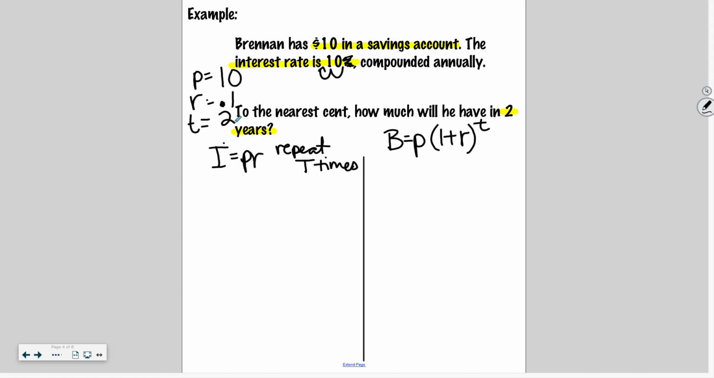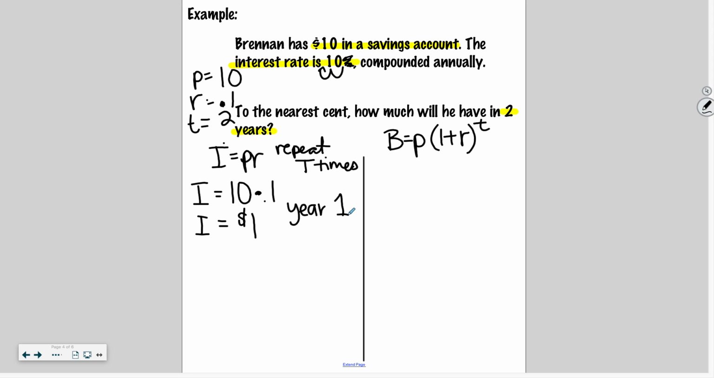So doing this first formula, the I equals P R repeated t times, I'm looking for the I. That equals my principal of 10 times the rate of 0.1. And 10 times 0.1 gives us an interest of 1. So his interest is $1 there. This is year 1.